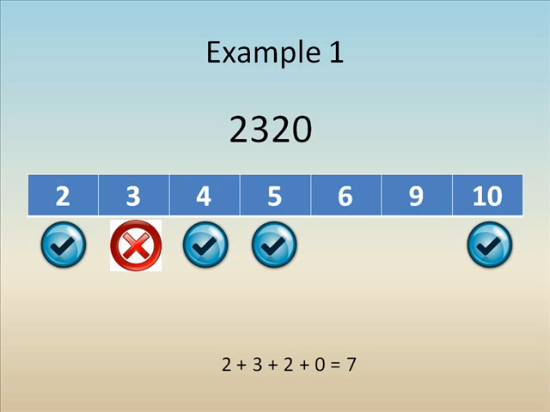Now for 3, that's one where we want to add up all the digits. You can see that I've done that below, and I ended up with 7. I can't do 7 divided by 3 and end up with a whole number. That cancels out 3.